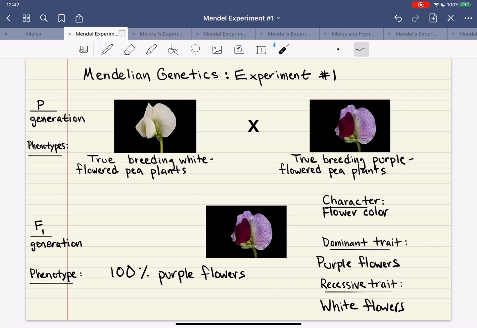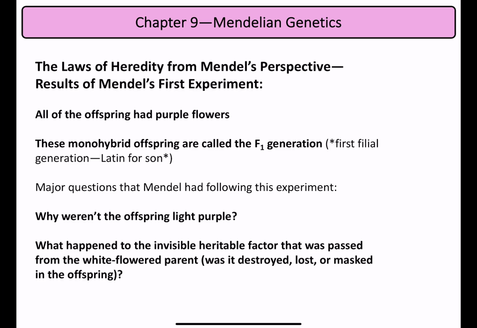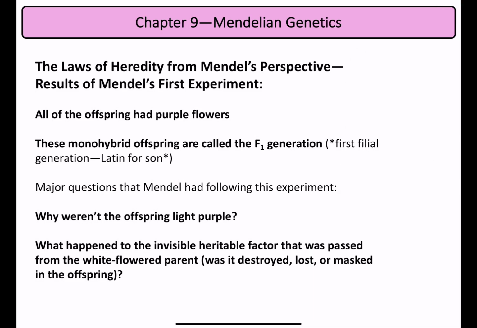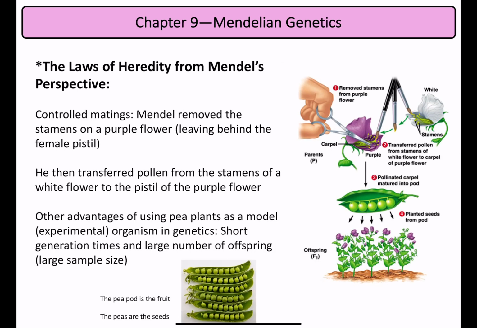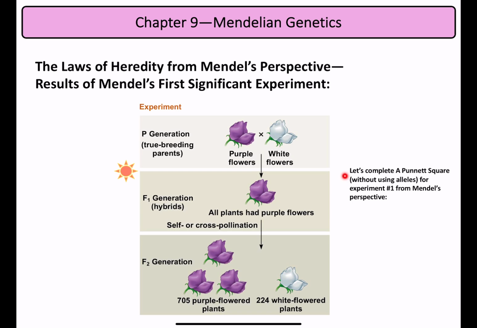So we're now ready to go back. I want to make sure my voice is... Actually, I can't tell. Hopefully it is. Sometimes it can get turned off. But so these are the results. All of the offspring, all of the F1 plants were purple. And these are the questions he had. Why weren't they light purple? And then more importantly, what on earth happened to the factor passed from the white parent? Where did it go? This is from your book. We just went through experiment number 1 here, highlighted by the sun.